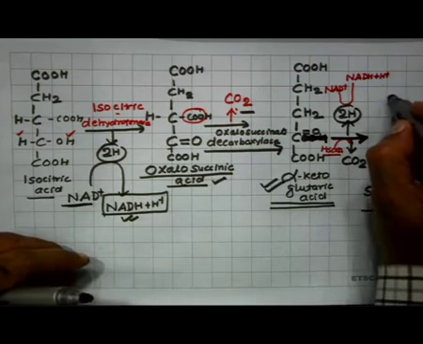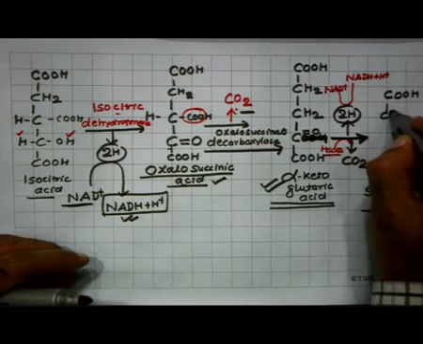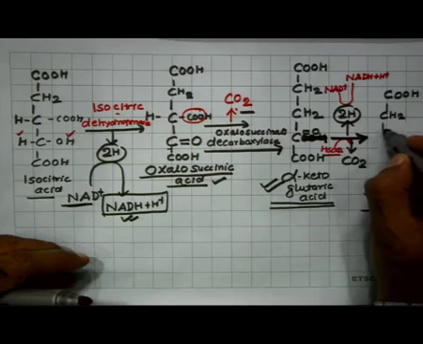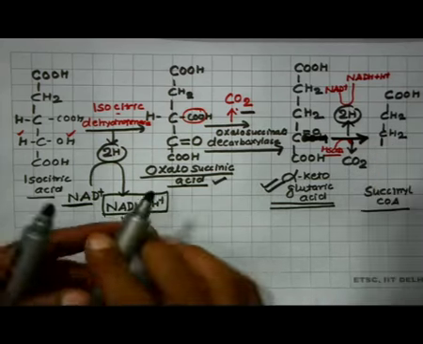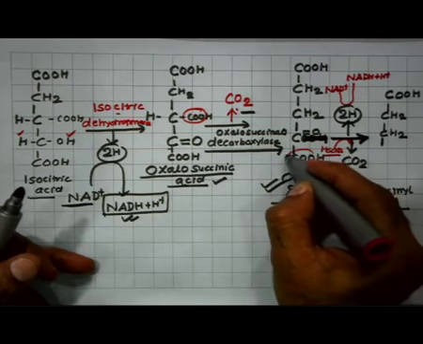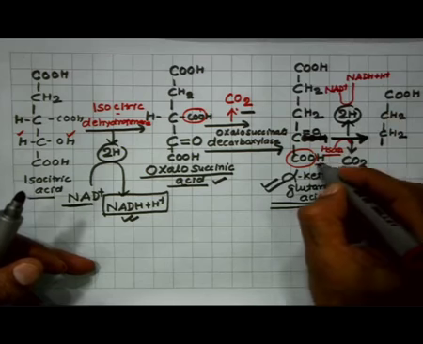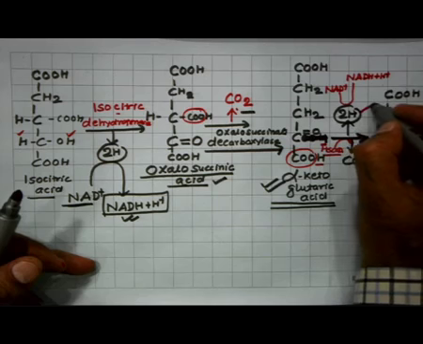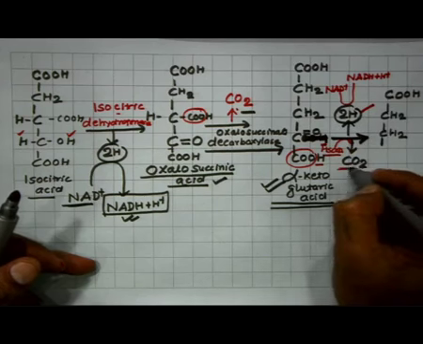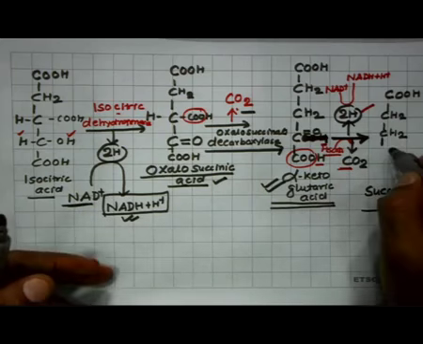Here the structure will be COOH, CH2, CH2. This carbon dioxide is removed from here, and this hydrogen is removed from here, and this one from the succinyl coenzyme. This hydrogen is removed, this carbon dioxide from here. So, we can easily understand the formula of succinyl coenzyme.